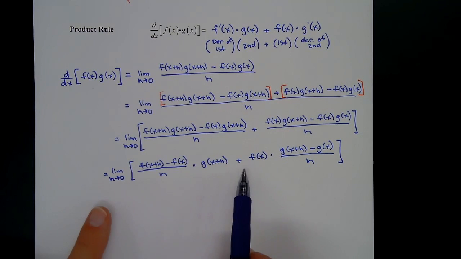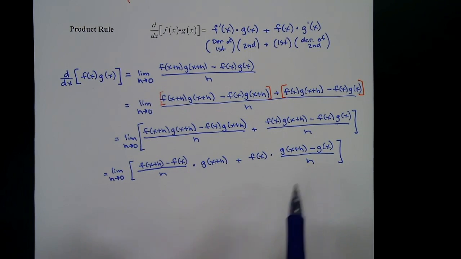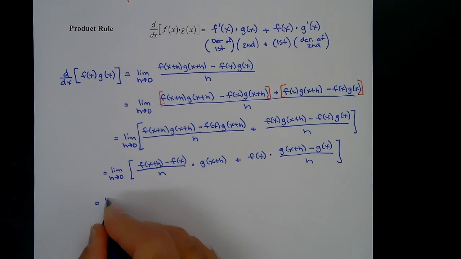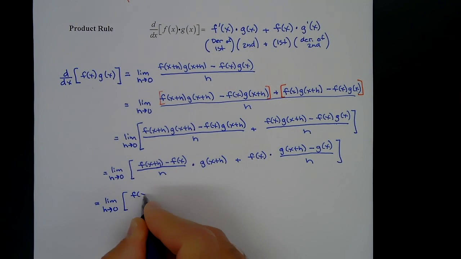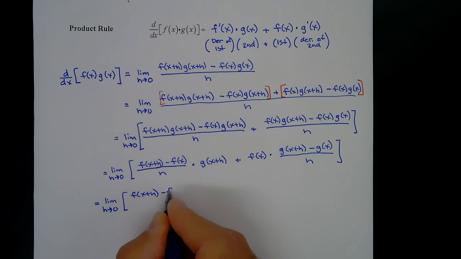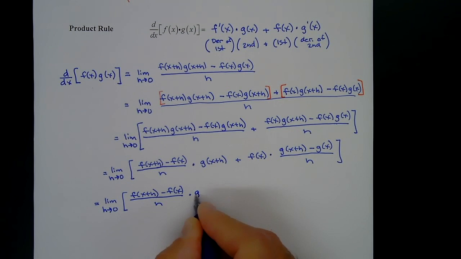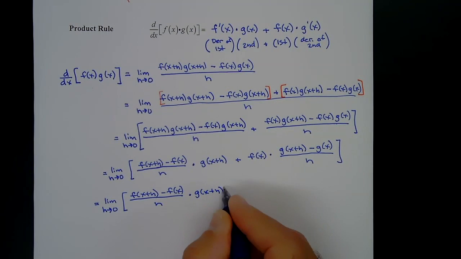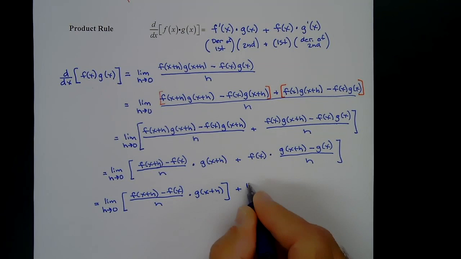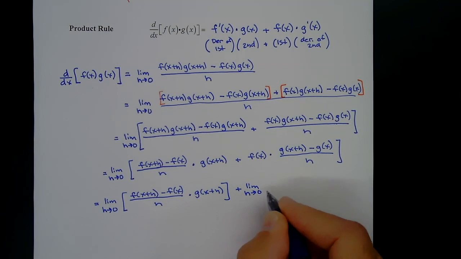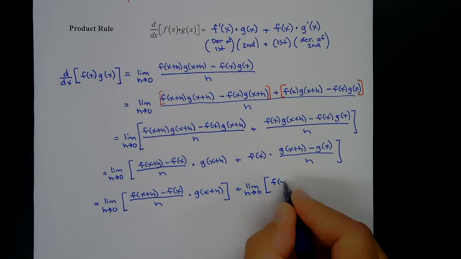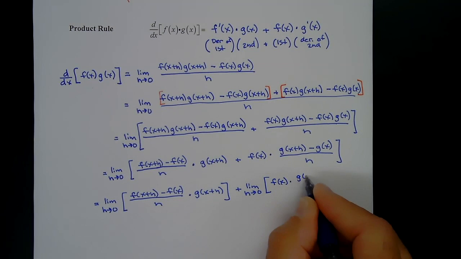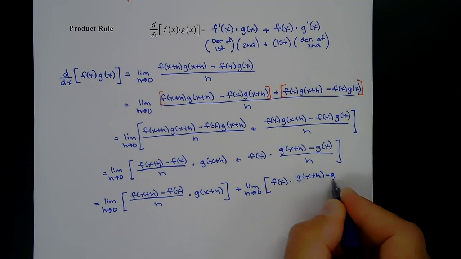Okay, now when we take the limit of a sum, so right here's my sum, I can take the limit of each one of these. So this becomes the limit as h approaches 0 of f of x plus h minus f of x over h times g of x plus h, plus the limit as h approaches 0 of f of x times the fraction g of x plus h minus g of x over h.